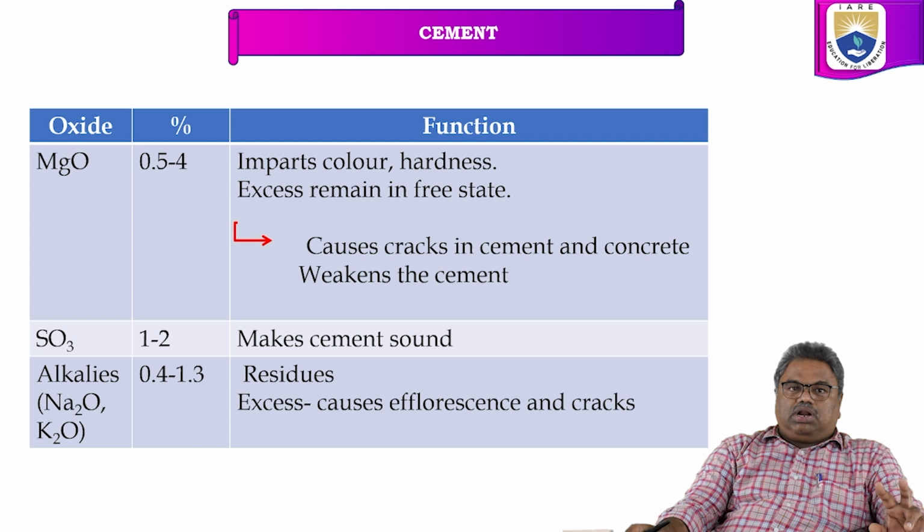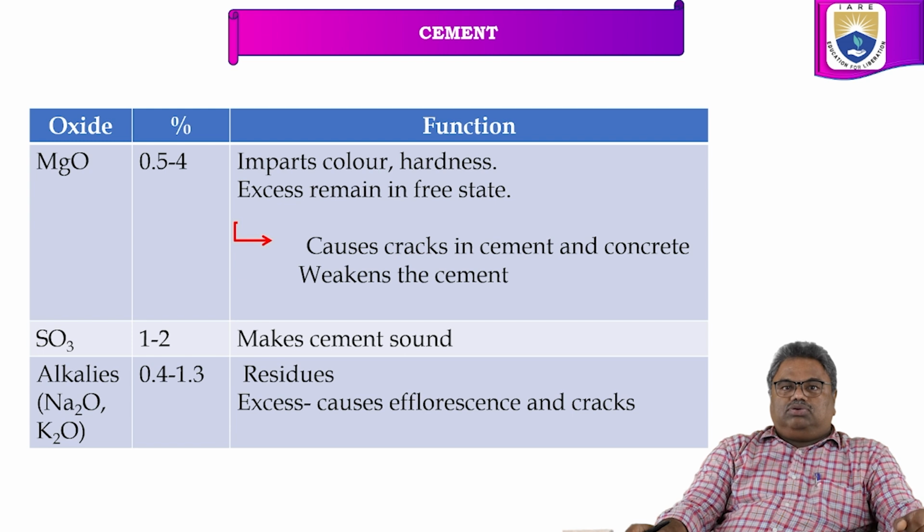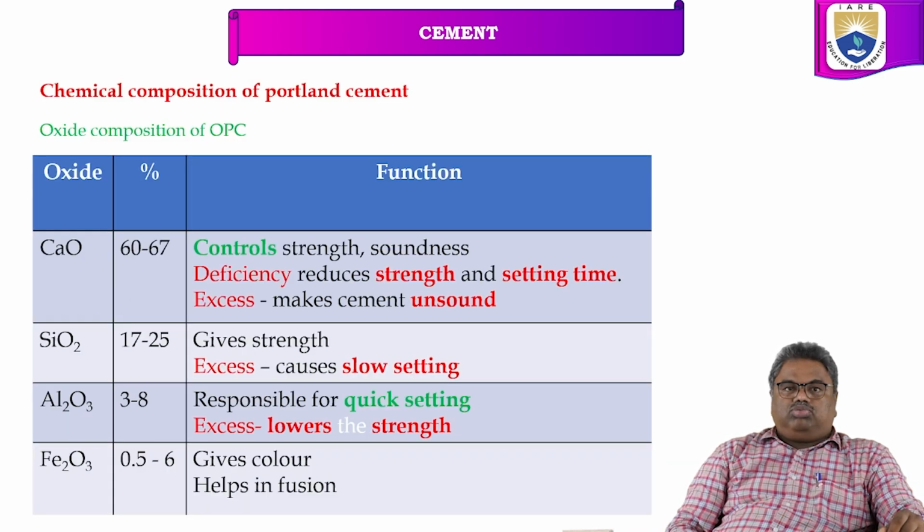SO3 should be around 1 to 2%, and it makes the cement sound. Then the alkalis, Na2O and K2O, sodium oxide and potassium oxide, are residues. If you have an excess of these, above 0.4 to 1.3%, it causes efflorescence and cracks. So these are the oxide compositions of ordinary Portland cement.